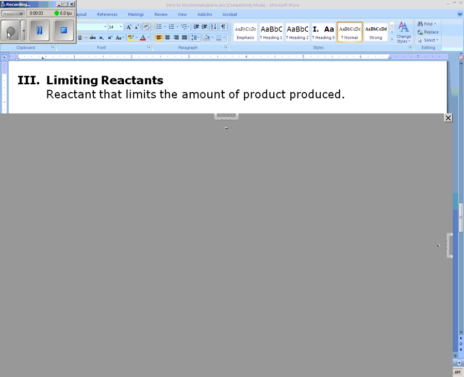Limiting reactants. Now, in your book, this may be called limiting reagent. Don't get confused. They are the same thing. Limiting reactant, limiting reagent, same thing.